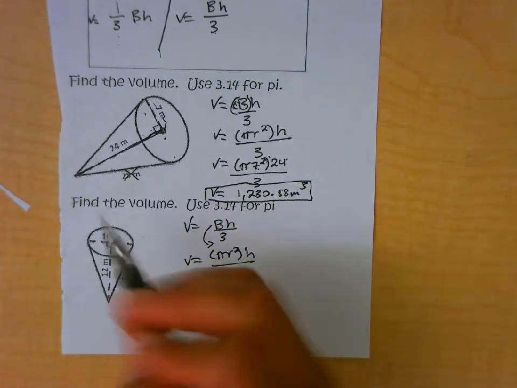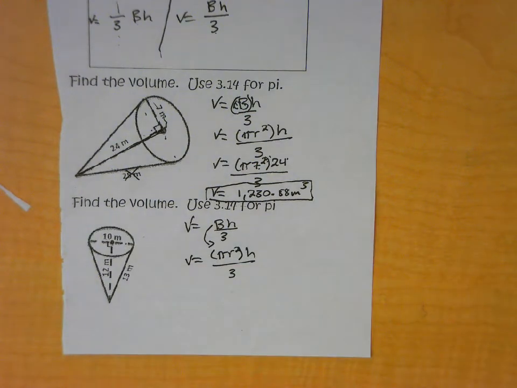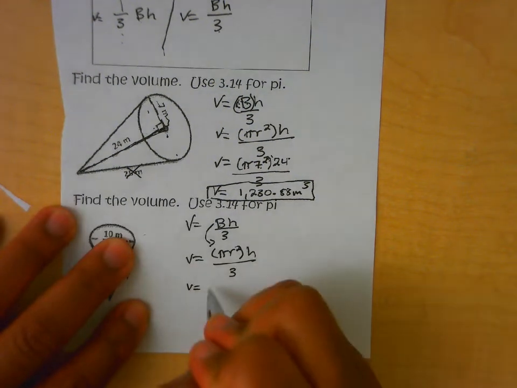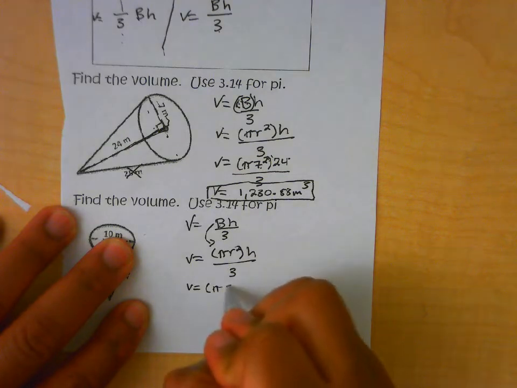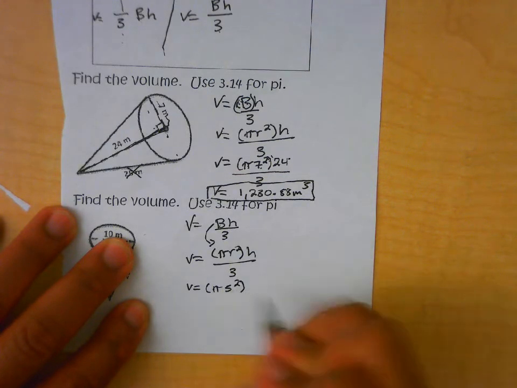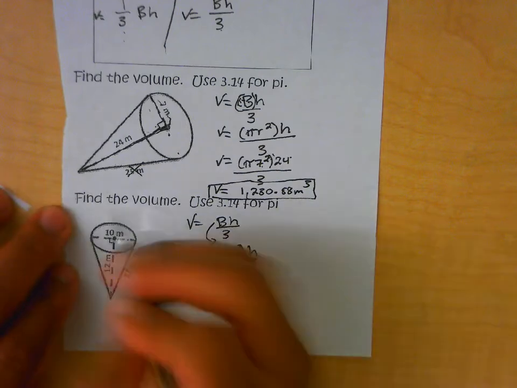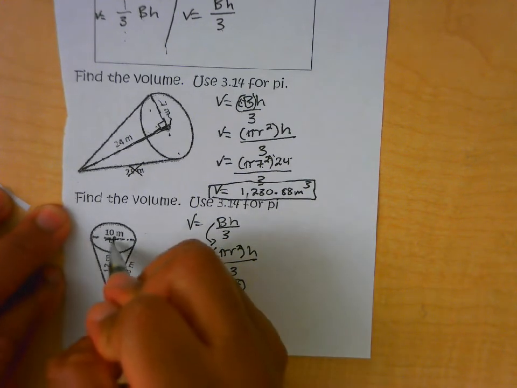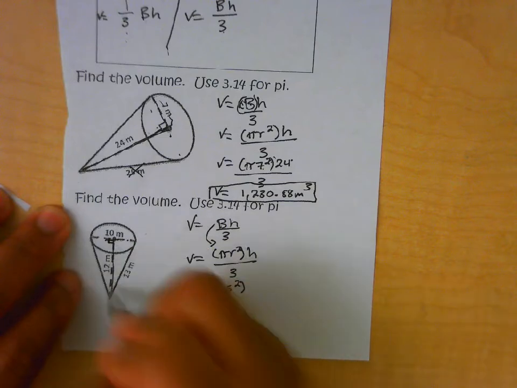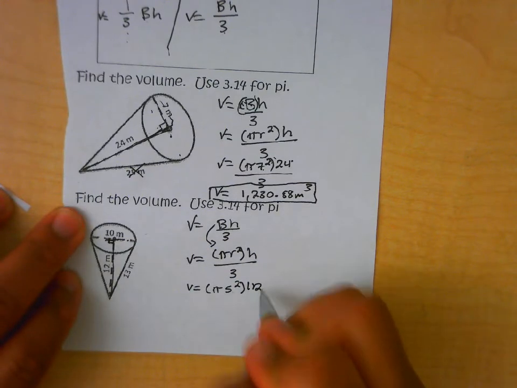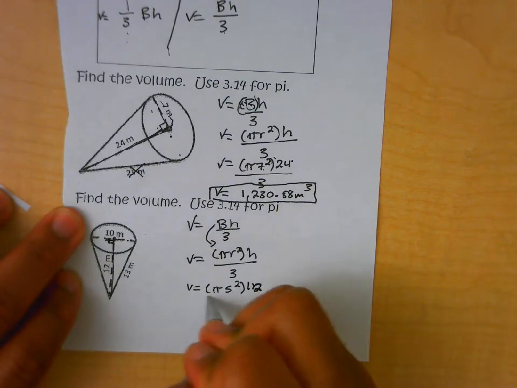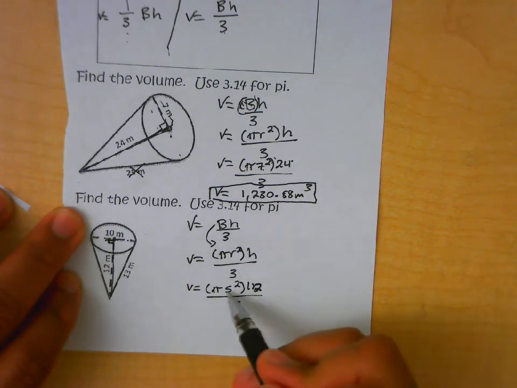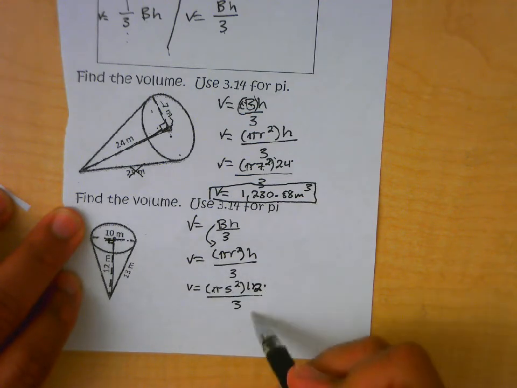So if I look at this circle, what is my radius? My radius is 5. So it's going to be volume equals pi 5 squared times the height of 12. Remember, it's going to be on this line. This line is always perpendicular to the base, and it's on a right angle. That 12 is my height. And then we divide the whole thing by 3. So it's going to be in your calculator pi 5 squared times 12 divided by 3.